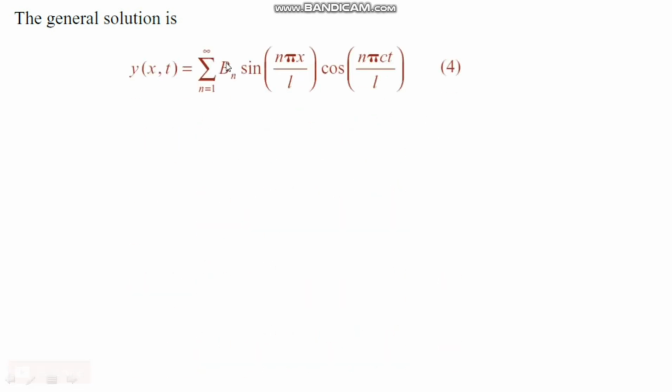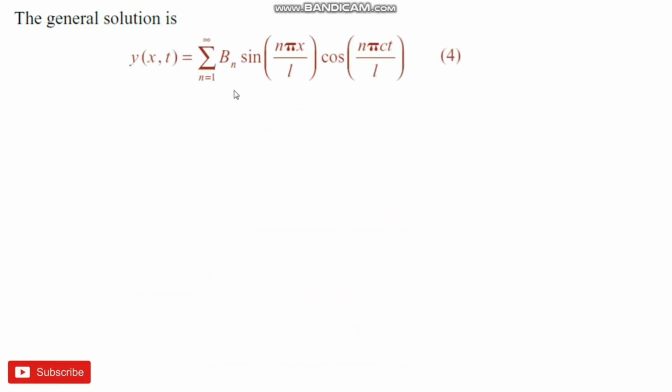The general solution is always expressed as the summation, n varies from 1 to infinity, bn sin(nπx/L) cosine(nπct/L). It is the most generalized solution for the one-dimensional wave equation.